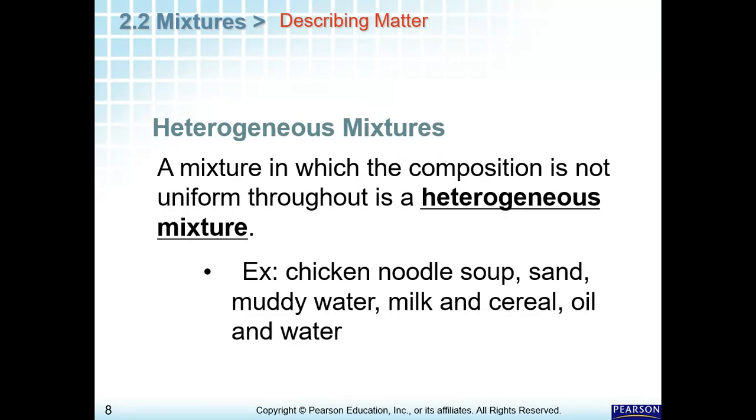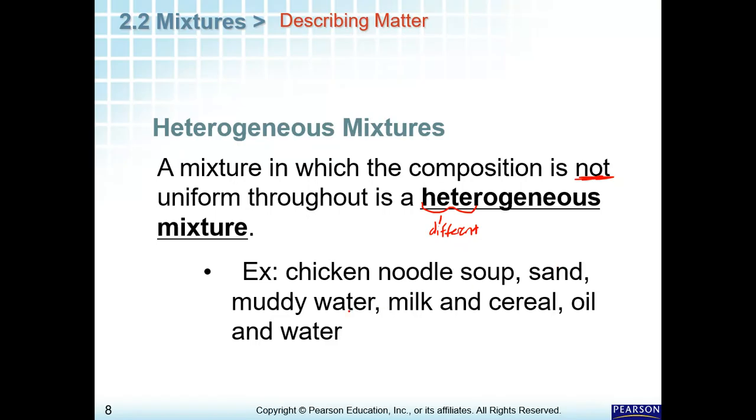Let's look at heterogeneous mixtures first. This is a mixture in which the composition is not uniform throughout. So that means when we look at this composition, we can see the different parts of it. Hetero, this little prefix, means different. If you're looking at chicken noodle soup, you can see the different parts of chicken noodle soup. If you're looking at sand really closely, you can see the different parts of the sand, the quartz from the dirt, from the little rocks.